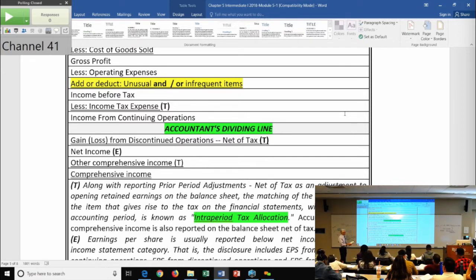All right, so just some points of clarity. Earnings per share, you see it on continuing and net income. You sometimes see it on discontinued as well. And just to be sure, you have to know what statement you're looking at. Are you looking at a statement of net income or comprehensive income?